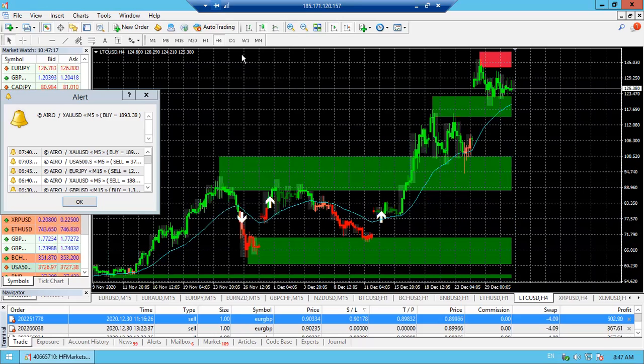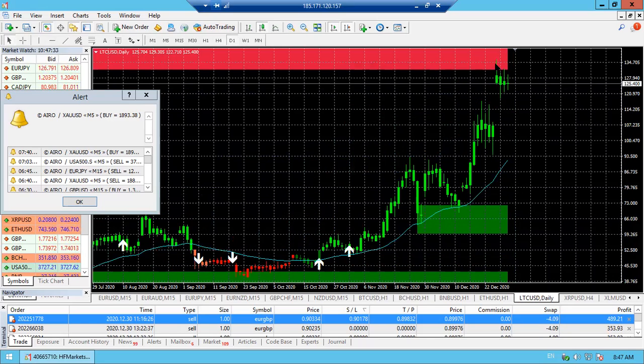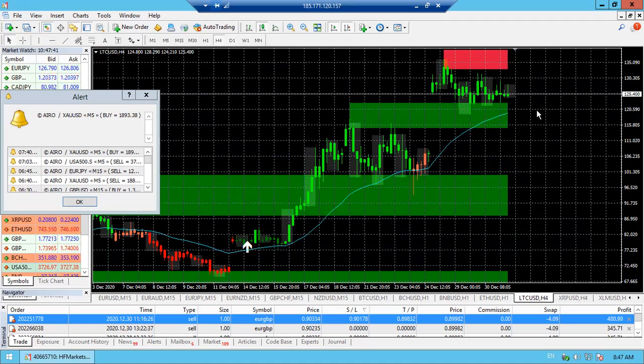So I'm assuring you that if this support level is broken on the 4 hours, we'll move down. What I'm sure is that what goes up definitely must come down. It's the law of gravity. What goes up must come down. So it is on the way down that we are going to place our trades and make our profits.